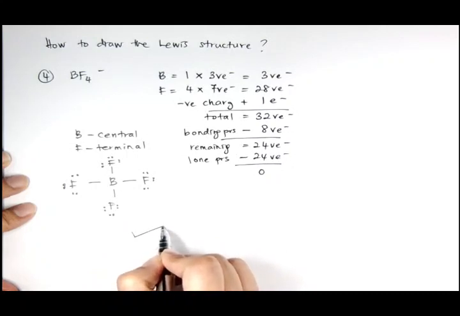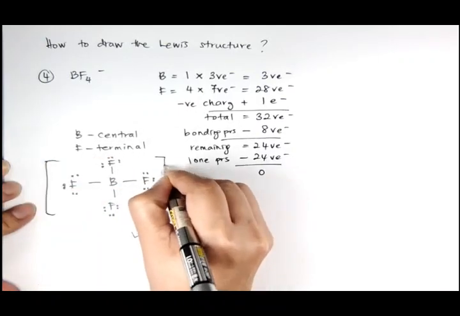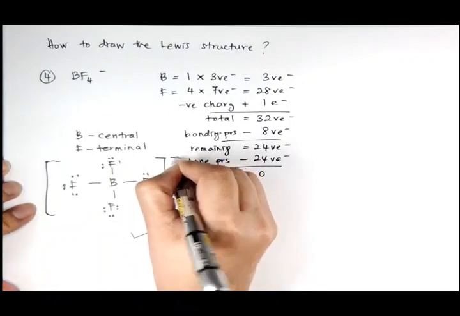But remember, since this molecule is an ion, we have to show a square bracket with a -1 charge.